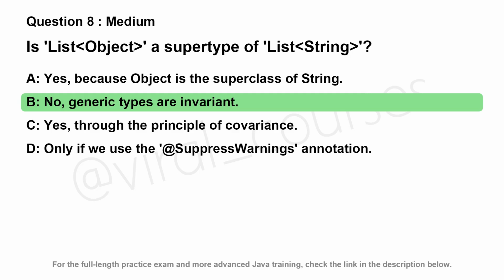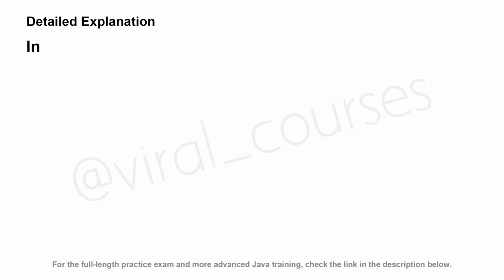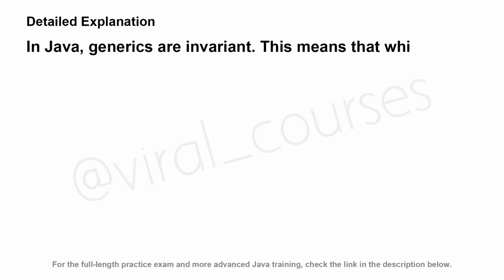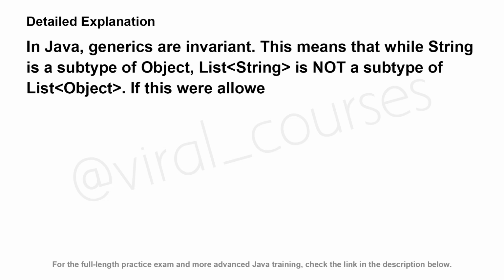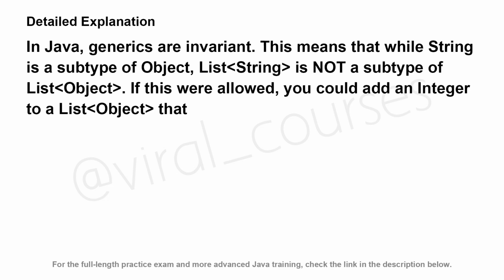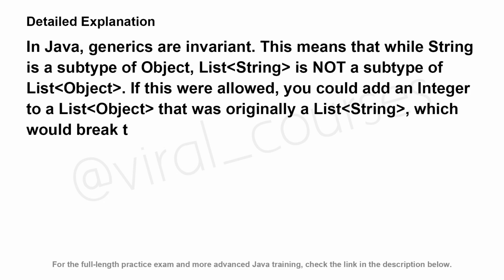The correct answer is B. In Java, generics are invariant. This means that while String is a subtype of Object, List<String> is not a subtype of List<Object>. If this were allowed, you could add an Integer to a List<Object> that was originally a List<String>, which would break type safety at runtime.